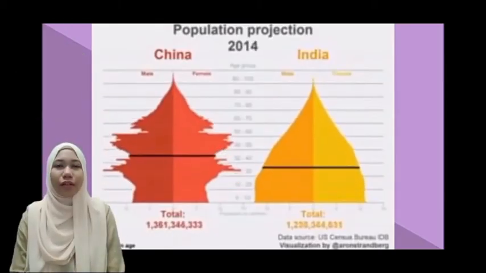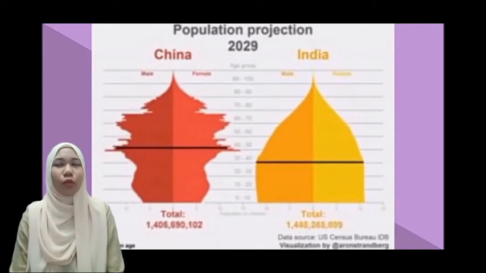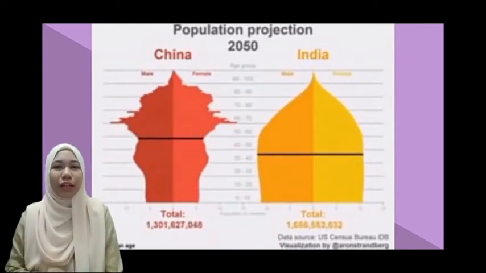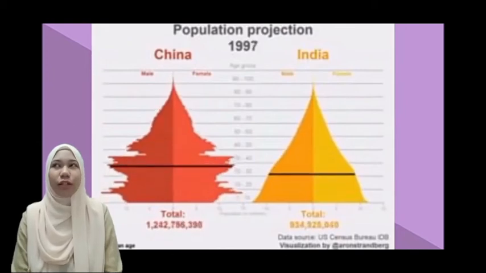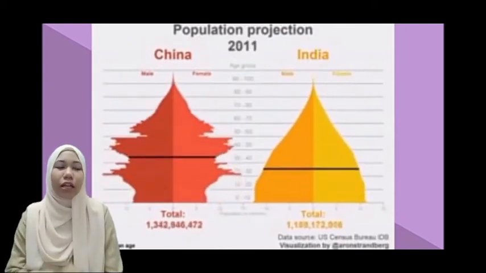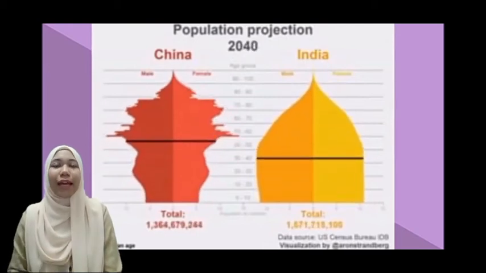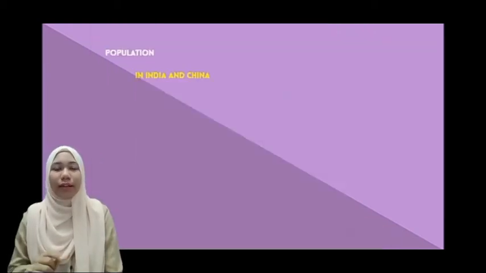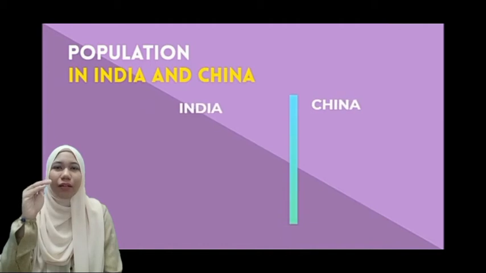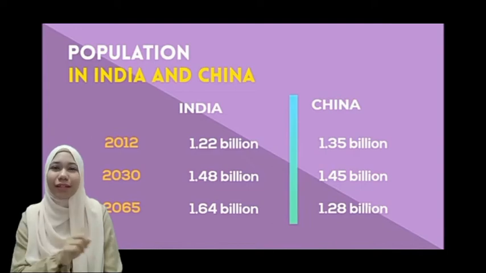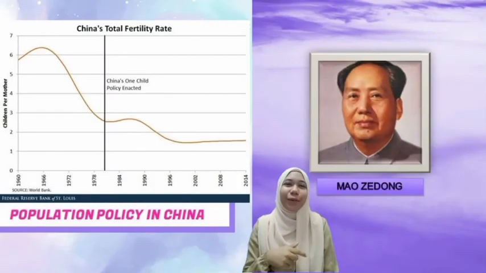In the year 2012, China's population is about 1.35 billion people, while it is 1.22 billion in India. According to the UN Population Division Medium Variant Projection, China's population is estimated to be around 1.45 billion and then start to decline, while India reaches its peak before decreasing, at 1.64 billion people in the year 2065. Now, let's look at policy in China.